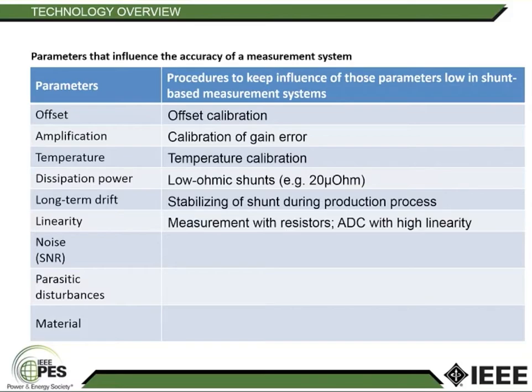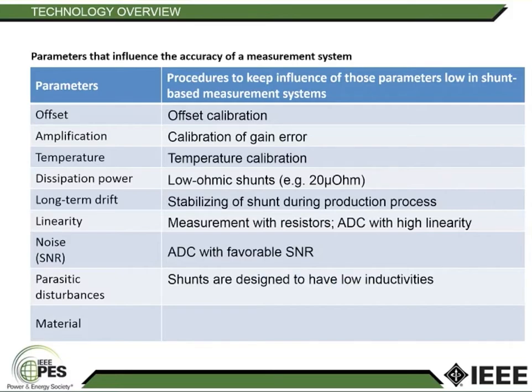In terms of linearity, we have an advantage here because we actually look at a resistive measurement, which is based on Ohm's law, which is a linear law already. So the overall behavior of those shunt-based current sensing modules is already pretty linear. But apart from that, we would choose an ADC with a high linearity as well. Noise is dealt with by choosing an ADC with a favorable SNR, a signal-to-noise ratio.